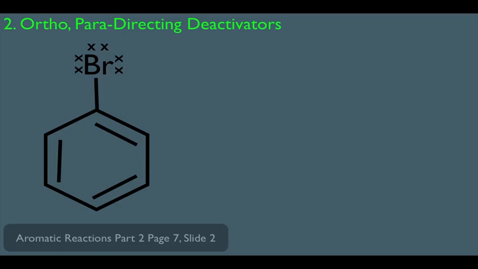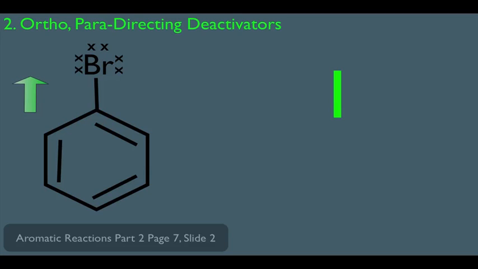So let's look at the inductive effect that a halogen would have on a benzene ring. Remember, right here, this Br is more electronegative than this carbon. So it means the electrons in the sigma bond between the Br and the carbon would be pushed towards the Br. So that means that the Br has an inductive withdrawing effect on the benzene ring. So that takes care of that. Let's place this off to the side so we can remember that.